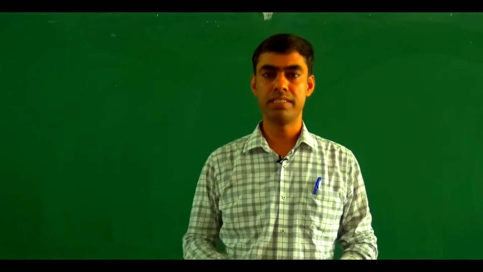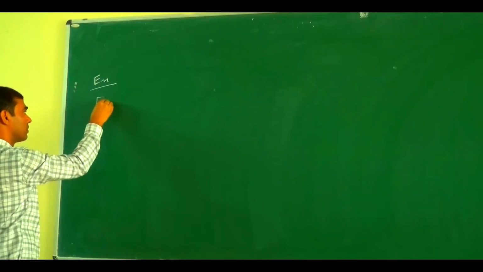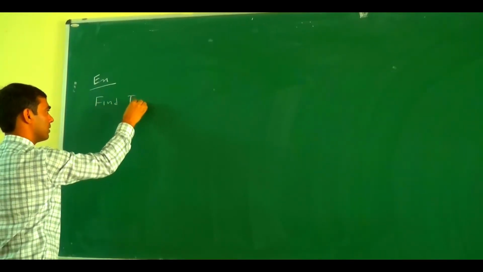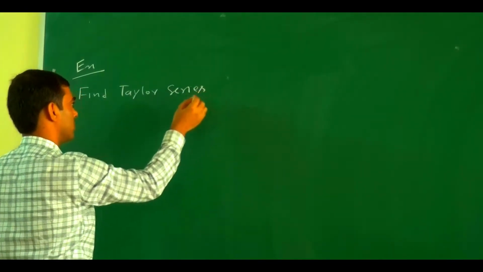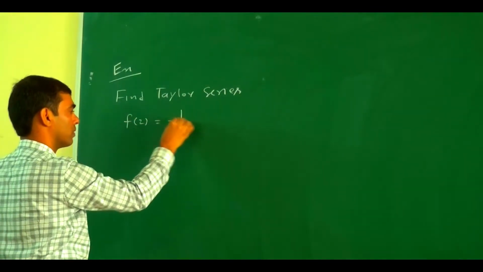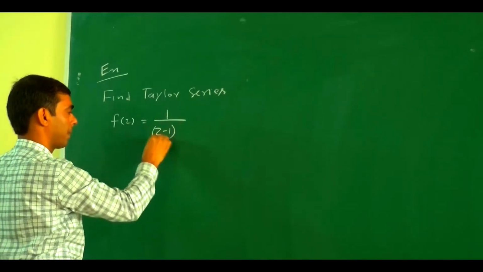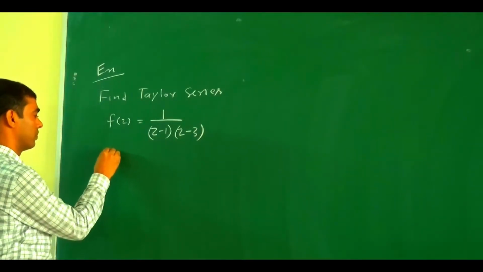Let us solve a numerical example based on a Taylor series expansion. So what is the question? Find a Taylor series expansion. Find Taylor series of the function f(z) = 1/((z-1)(z-3)) about the point z = 4.